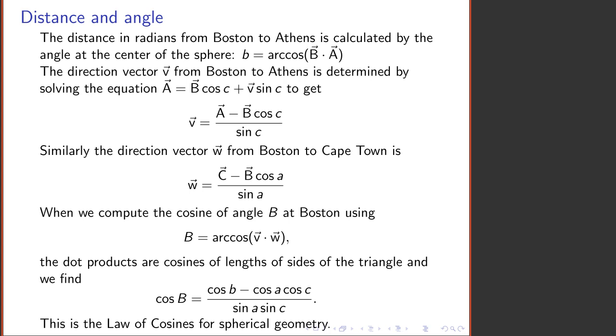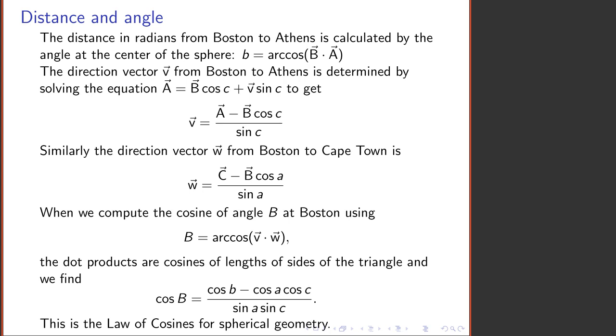Okay, let's get busy calculating distances and angles. To get the distance from Boston to Athens, which is measured in radians, of course, I just take the arc cosine of their two position vectors. The direction vector is a little bit trickier, but I say to get the position vector at Athens, I take the position vector at Boston times the cosine of the distance in radians from Boston to Athens, and add on the direction vector at Boston times the sine of that same distance.